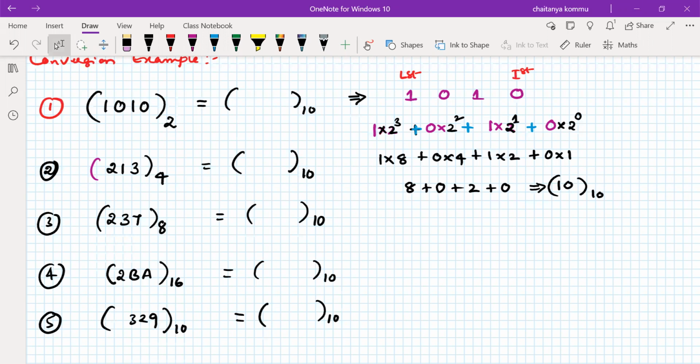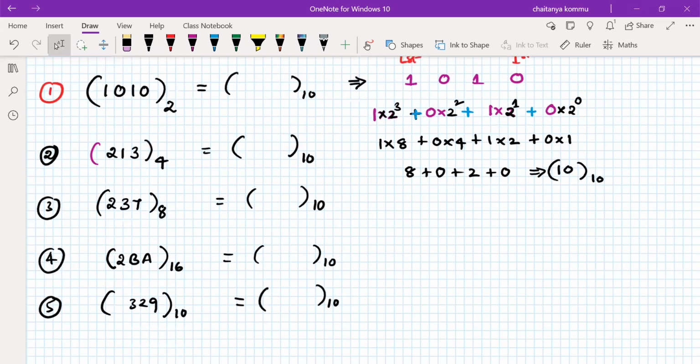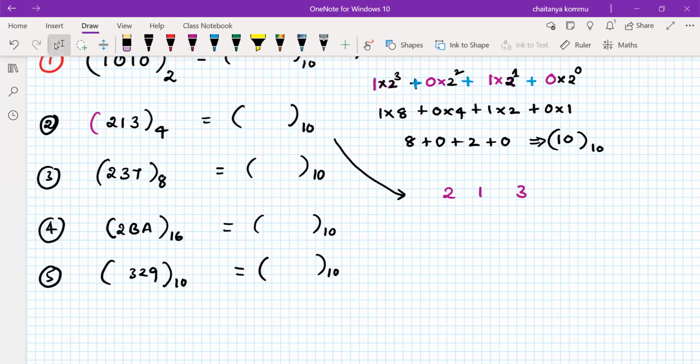Clear? So let us apply the same kind of thing to another number system. For example, the second one we consider here. What are the digits? 2, 1, 3, and they have given radix 4. So how do we get the decimal number system? This 3 is multiplied with its radix 4 to the power of its position, 0.